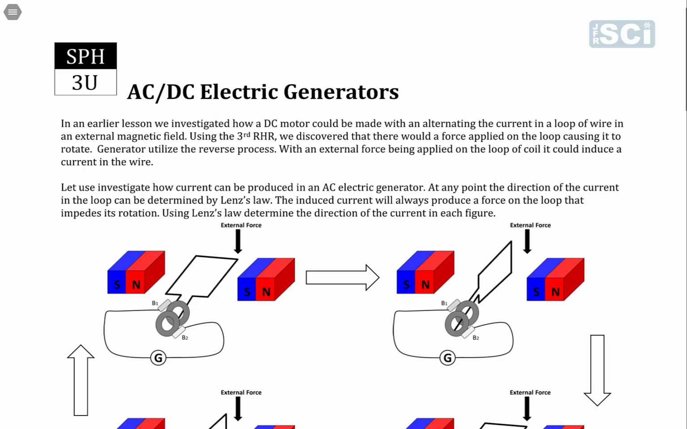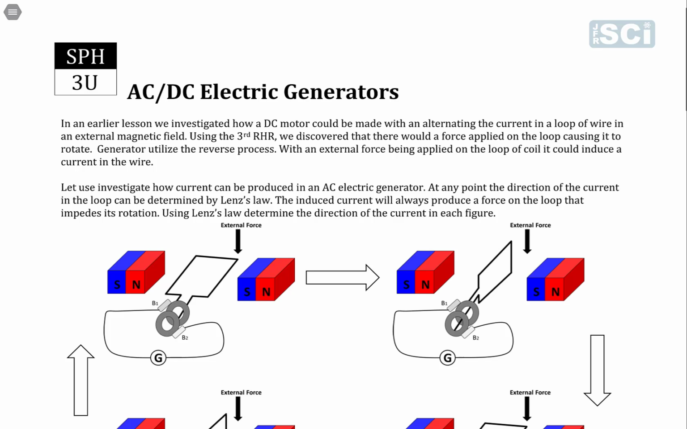Now, generators utilize the same principle, except that we're not going to put the current through the wire. We're going to force the current in the wire. And to do this, we're going to apply an external force on this loop of wire. So this could be, say, water falling over a waterfall, just like at Niagara Falls, turning a turbine. And that turbine is going to cause current to be flowing through a wire.